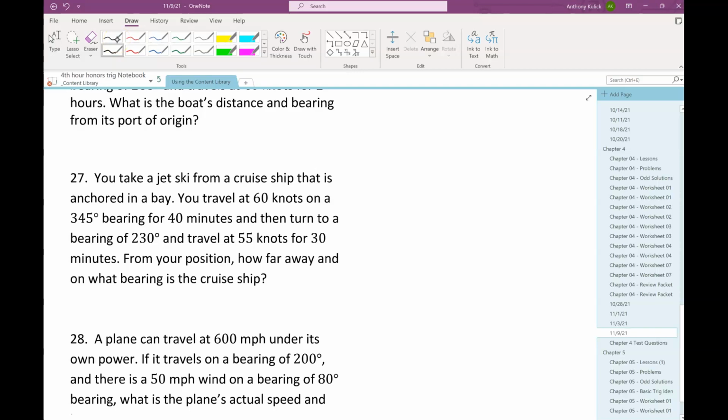So basically, we just have two legs of our journey, right? We leave, we go something, and then we turn and do something else. So I'm just going to think about this as two legs. The first leg of my journey, my bearing is 345. So we're over here. So 90, 180, 270, and then 75 more is going to get me to 345. So the standard position angle there, it's got to be 90 plus 15.